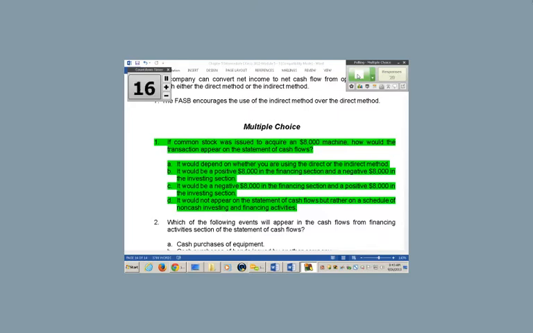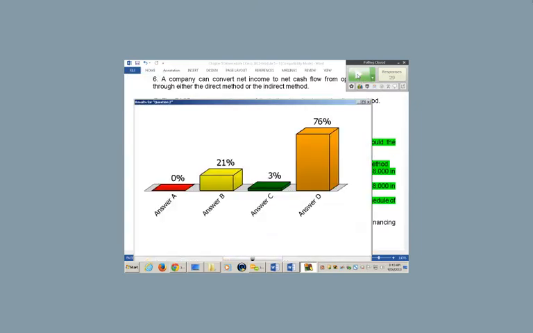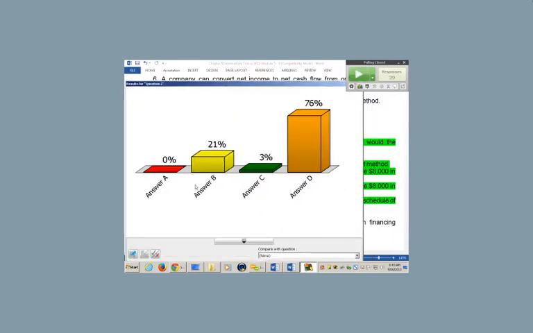All right, so again, where would this appear on the statement of cash flows? These are the two questions that I think would lead to discussion. The others are pretty much definitional. Okay, let me just finish this first. All right, so of course, the answer would be D.